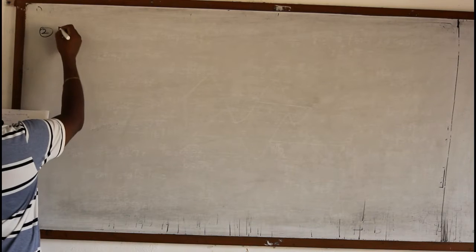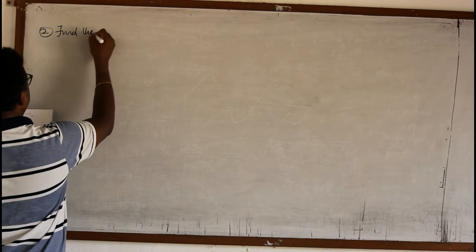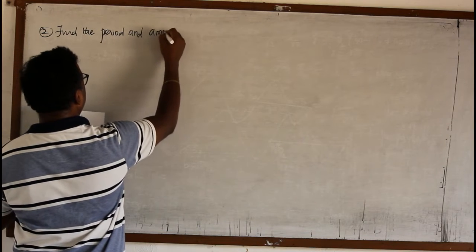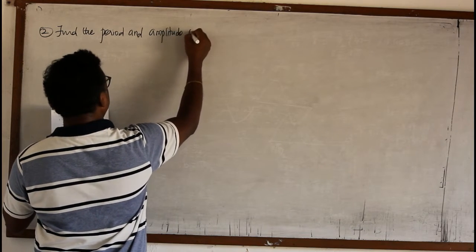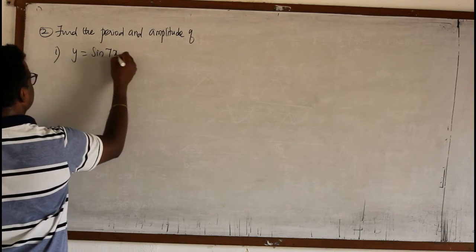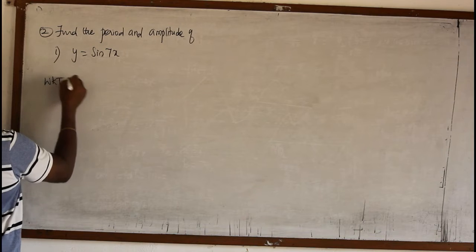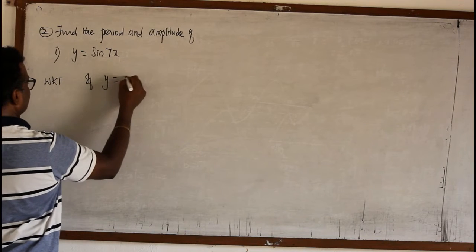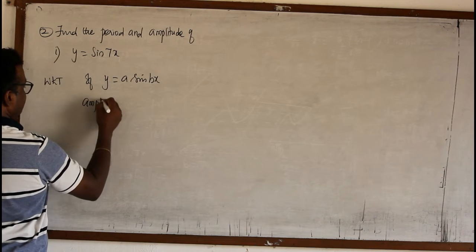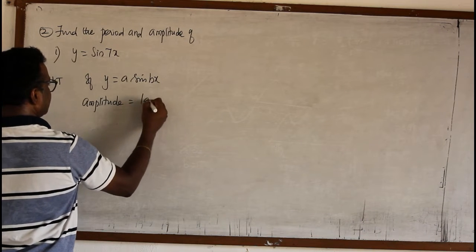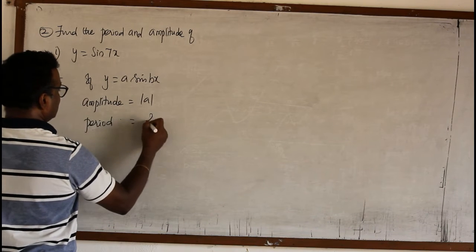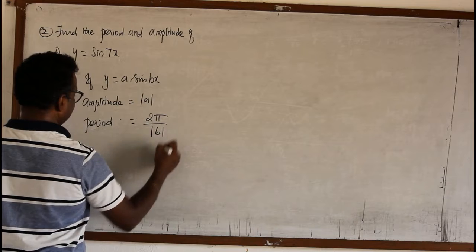Now second problem. Find the period and amplitude of, first problem, y equal to sin 7x. Before going to this problem, we know that if y equal to a sin bx, then amplitude is modulus of a and then period is 2 pi by modulus of b.